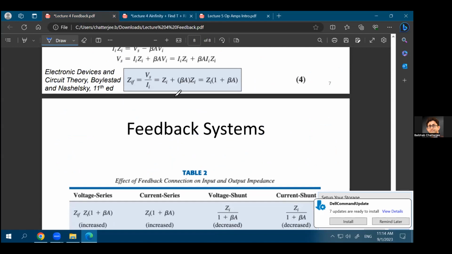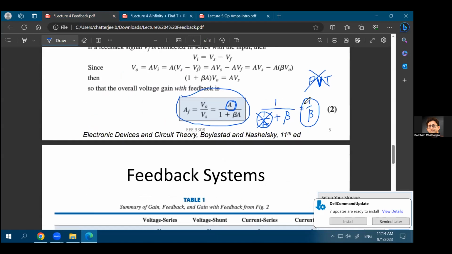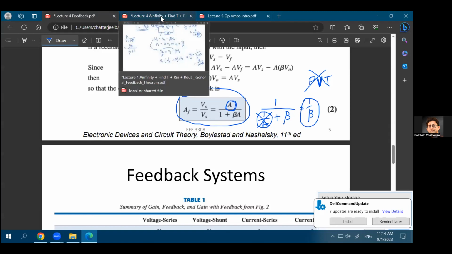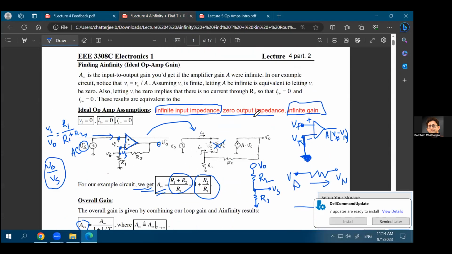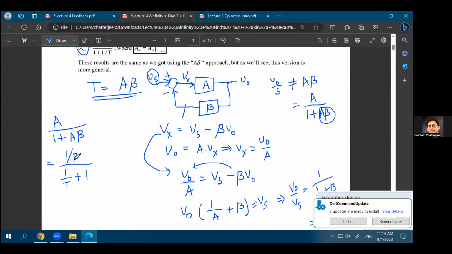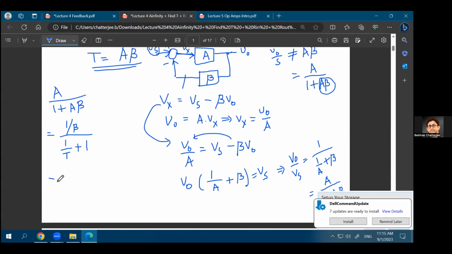Now remember that if you go back to this feedback discussion we were having, what is your 1 over beta? It is the overall gain when A is infinite, when A is very large. This 1 upon beta is the gain of the system when A is very large. What is a very large quantity? Infinity. So when your gain is infinity, this 1 over beta is basically the gain of the overall entire system. And that is what we had earlier called A infinity. So 1 over beta is A infinity, and in the denominator you have 1 plus 1 over T.